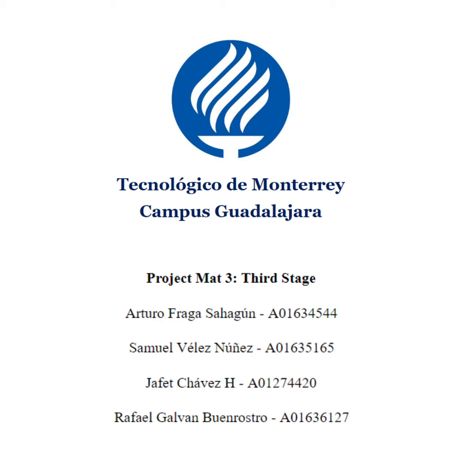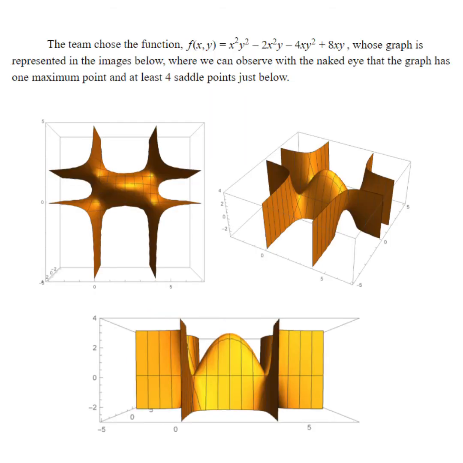We're going to present the third stage of our project at Calculus 3. Our team is made up of Arturo Fraga, Samuel Vélez, Jafet Chávez, and Rafael Galvan. First, our team chose the function x squared y squared minus 2x squared y minus 4x y squared plus 8xy, whose graph is represented in these images below.